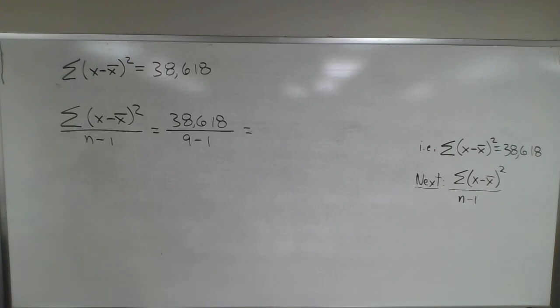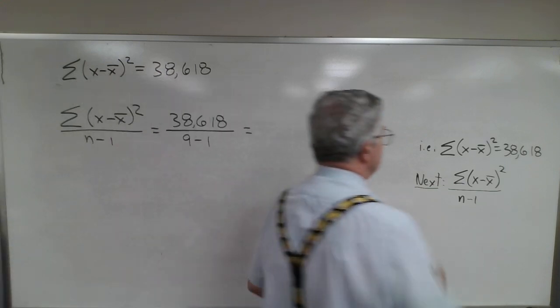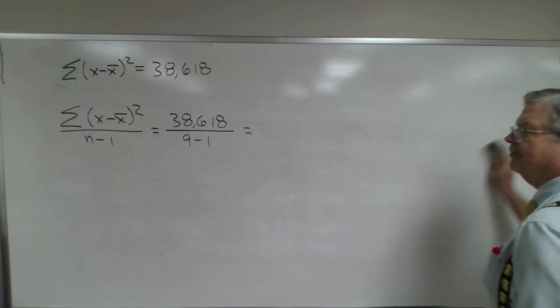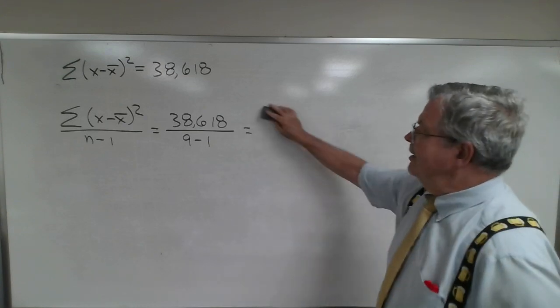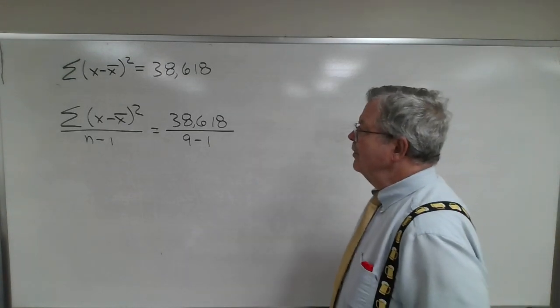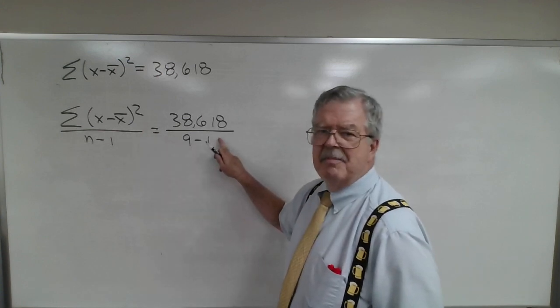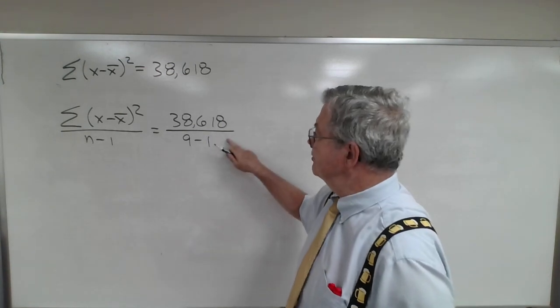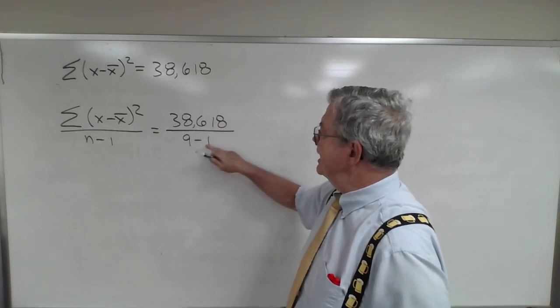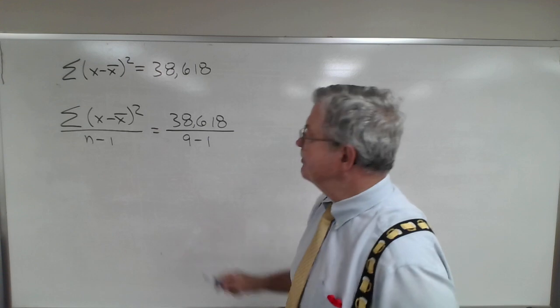And do I have that figured out? Oh, please tell me I do. Ooh, I don't. Oh well. And I don't have a calculator with me either. Well, anyway, we do have this, not quite the numerical value, but this is what it is: 38,618 divided by 8.